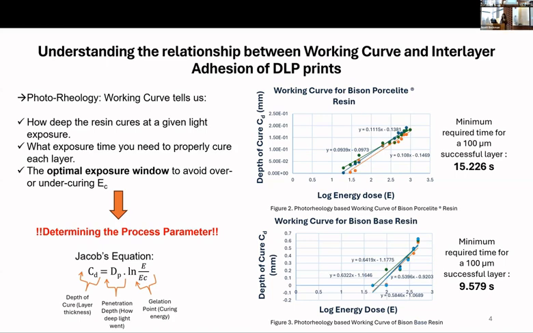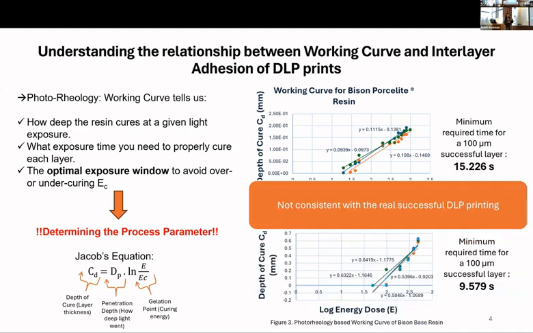It turned out that to have a successful print for the Porcelain, the minimum required exposure time should be at least 15 seconds, and for the base resin, it should be around 9.5. But in reality, every time we tried with these parameters, all our prints failed.